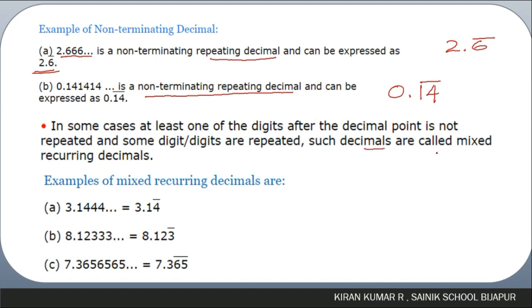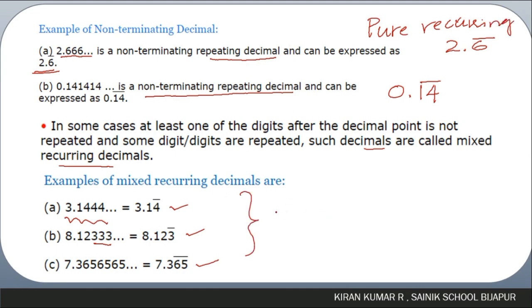Such decimals are called mixed recurring decimals. Here, observe this. Only 4 repeats after the decimal. This is a mixed. Here only 3 repeats after the decimal, and here only 5 repeats, and the first digit after the decimal is not repeating. These above examples are the examples for a pure recurring decimal. These are the examples for mixed recurring.